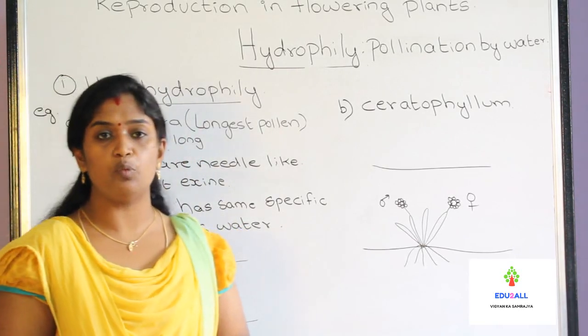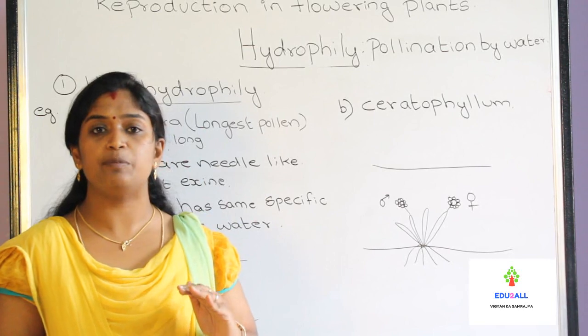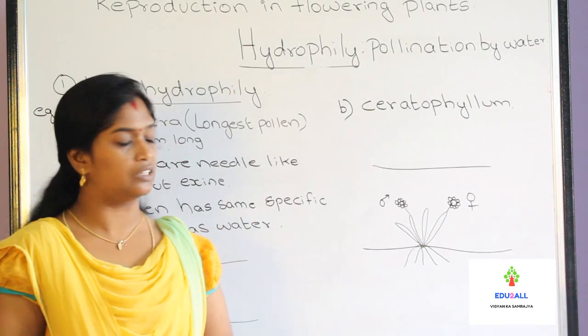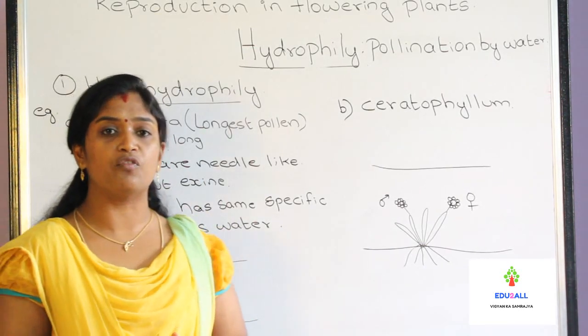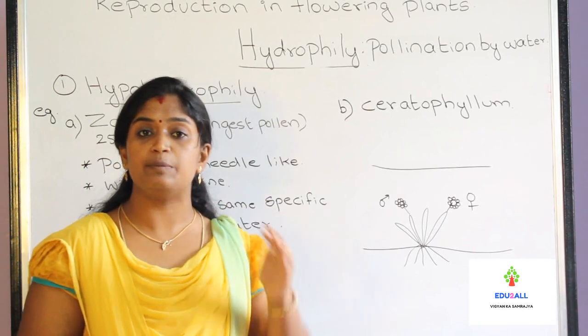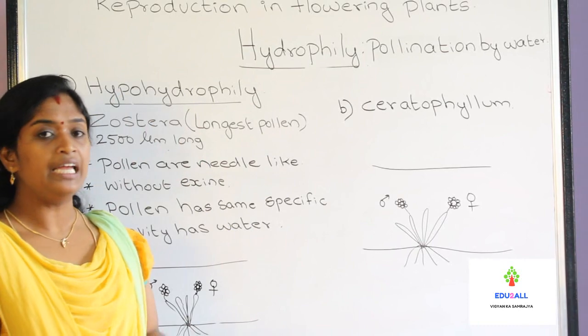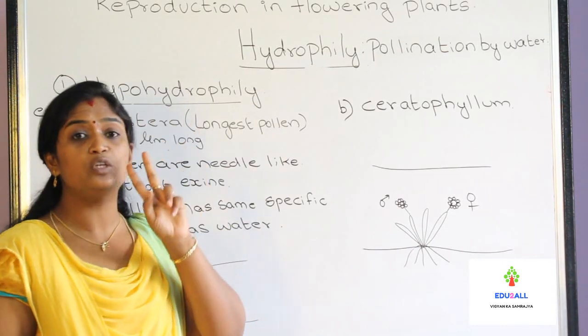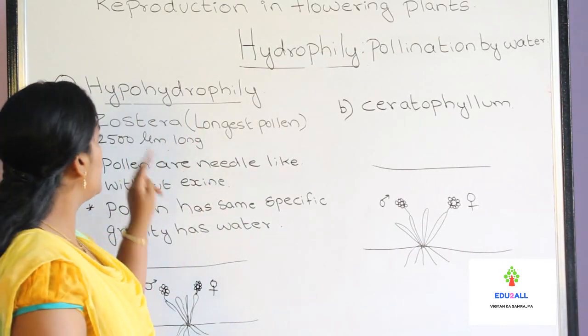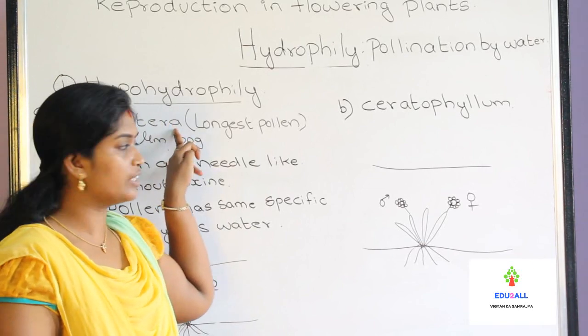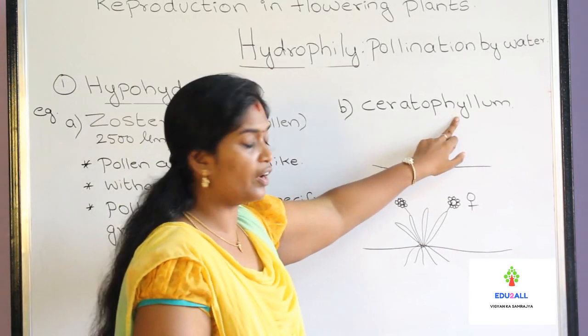Hypohydrophily is a condition where the pollination takes place inside the water surface. In case of epihydrophily, the pollination takes place at the water surface. In case of hypohydrophily, there are two examples which we have to study. One is Zostera, the other one is Hydrilla.